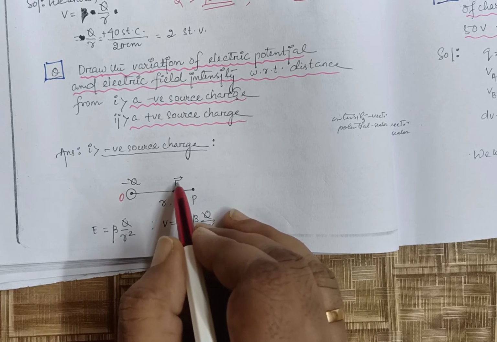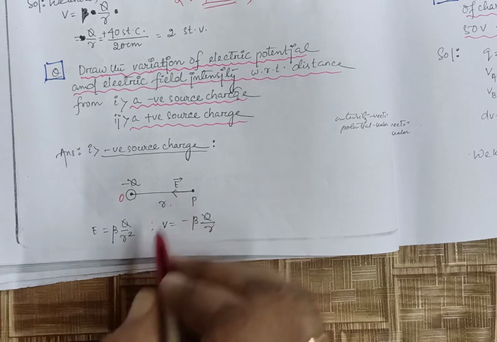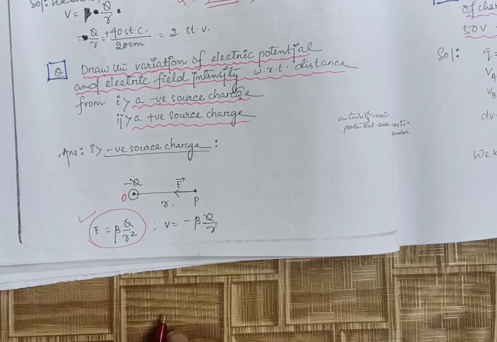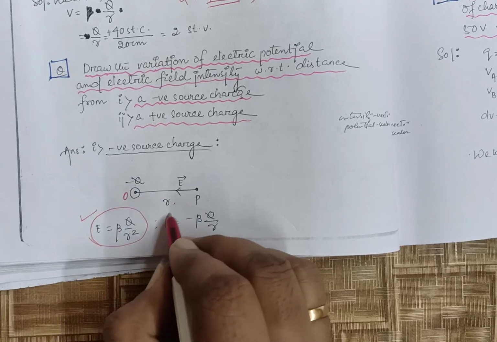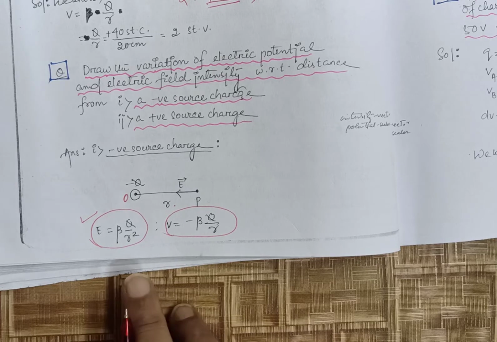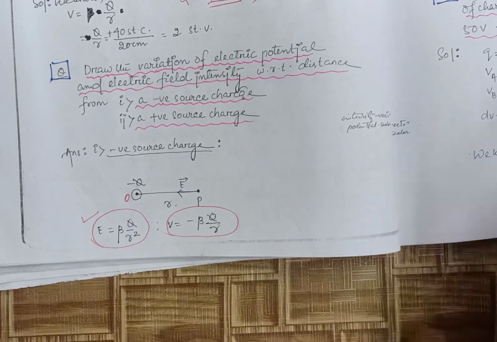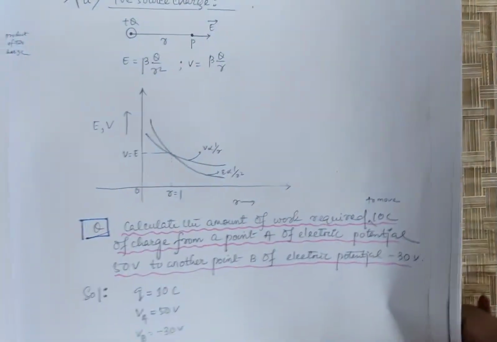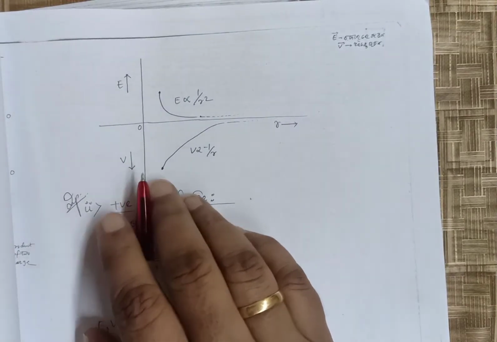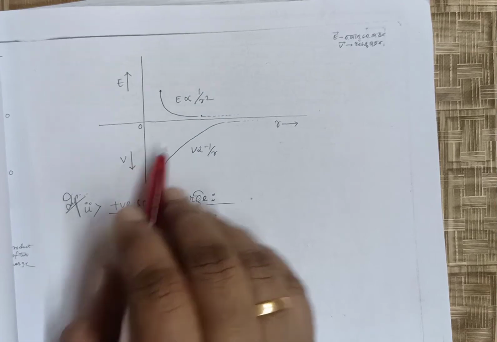As E is a vector quantity and the source charge is negative, the direction of the E vector is shown in the figure. And this is the magnitude form of the formula of intensity. E is equal to kQ by R square. As the source charge is negative, potential V is equal to minus kQ by R. Now we will plot this formula in a single graph paper. In the y-axis we have taken the variation of intensity and potential. As intensity is positive this side and potential is negative this side.